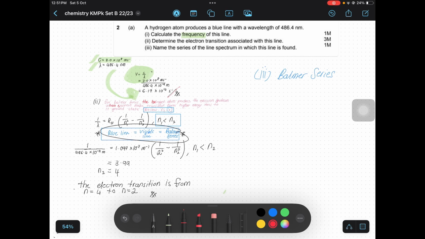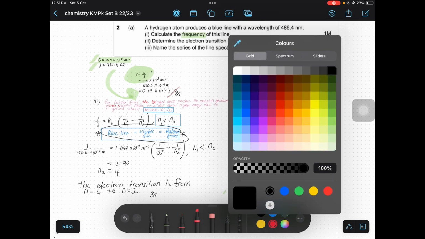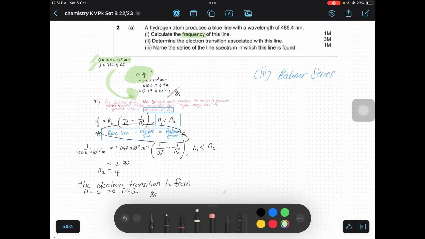For A2, for Balmer series, the hydrogen atom produces the emission spectrum where an electron may transition from a higher energy level to its ground state. So we know that for Balmer, the final n is 2. To calculate the electron transition associated with this line, we are going to use this formula.